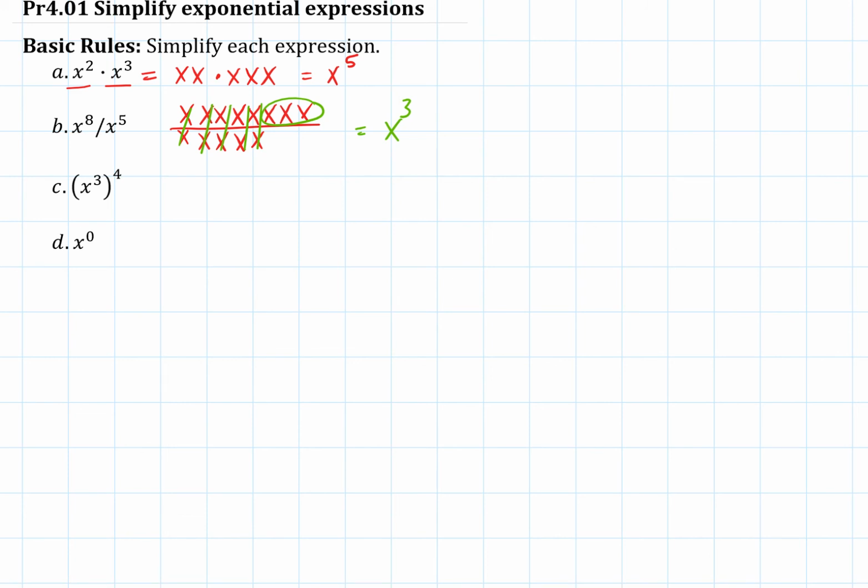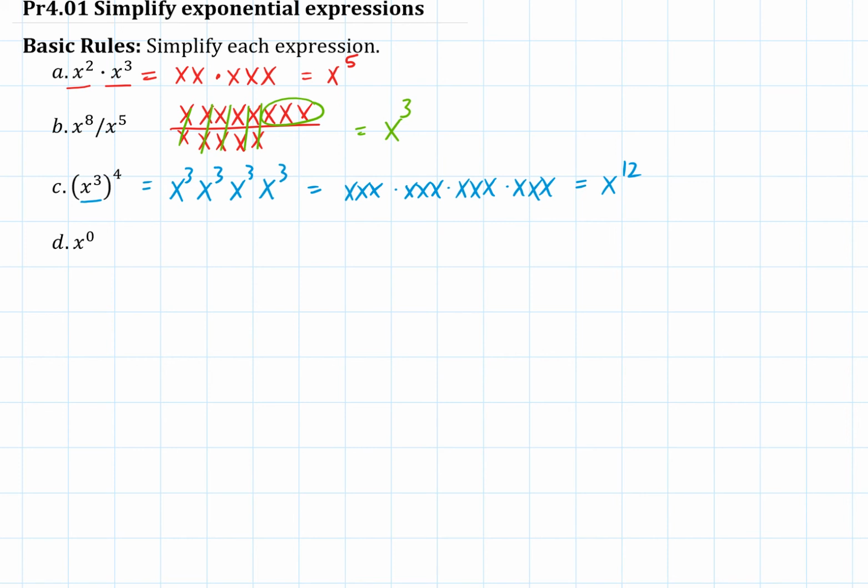This is called the power rule because we have x cubed to the power 4, which means we're multiplying x cubed by itself 4 times. And when we apply the product rule, we know that we can just add the exponents because, of course, this means you're multiplying sets of 3 of x's, really. So this is x to the 12th.